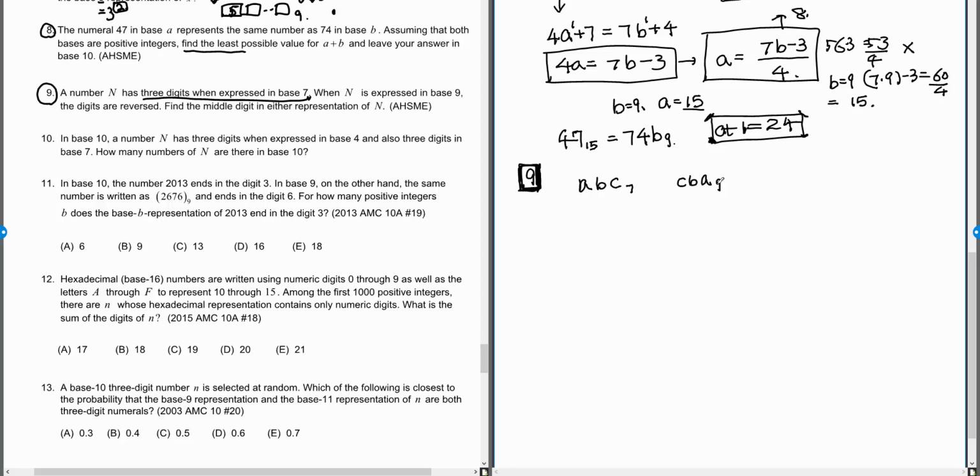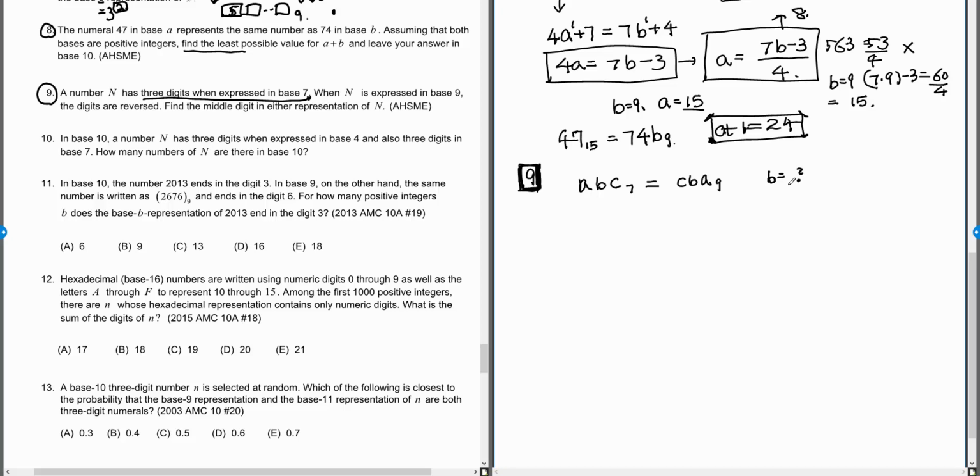They are equal, right? That's the meaning. Same number. When you change between base 7 and base 9, the digits are reversed. Find the middle digit. We're going to find the value of B.